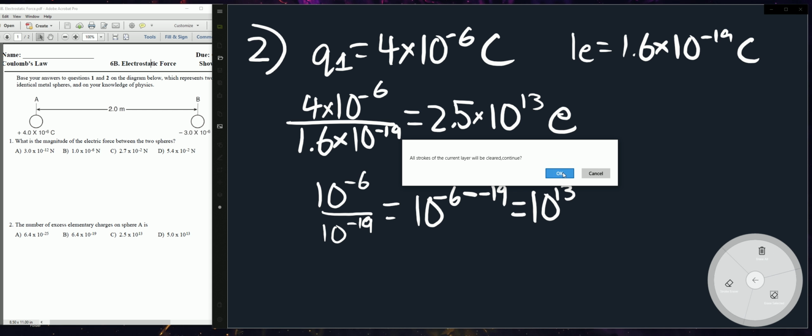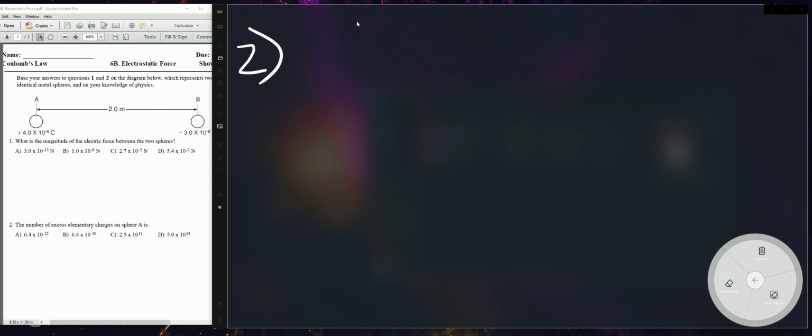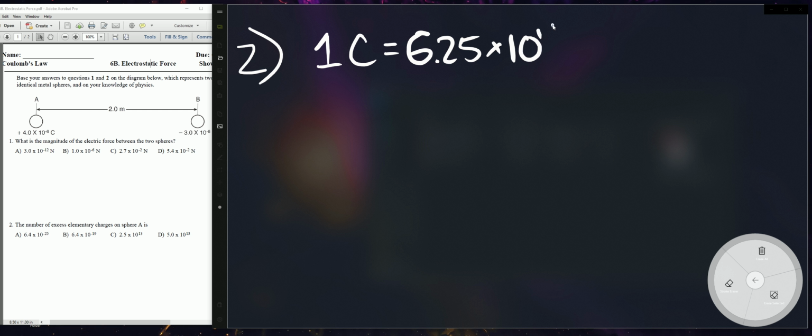The other way of doing this is, if we know that 1 coulomb of charge is 6.25 times 10 to the 18 elementary charges, that's a proportion.